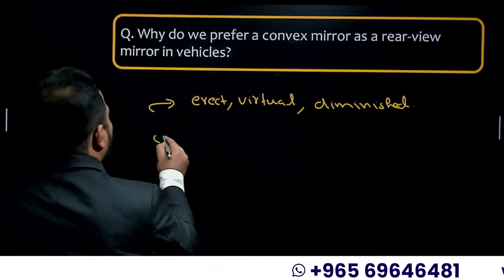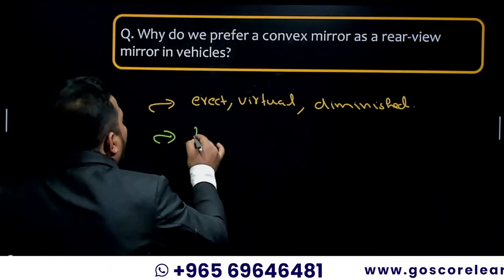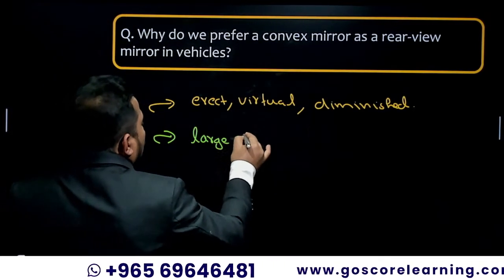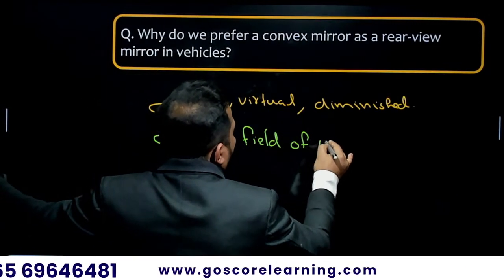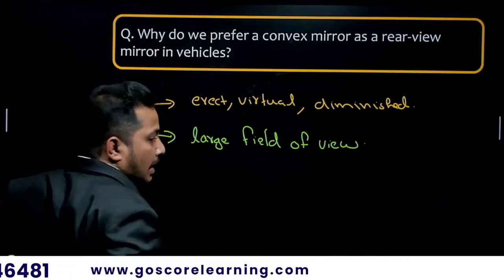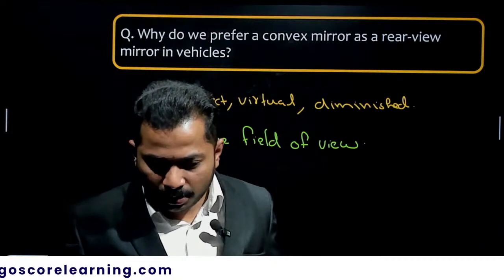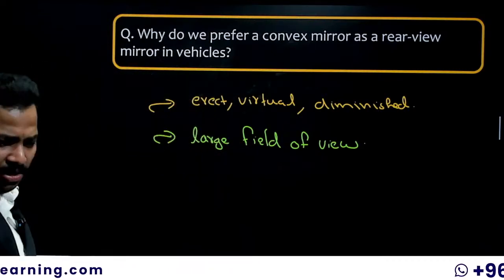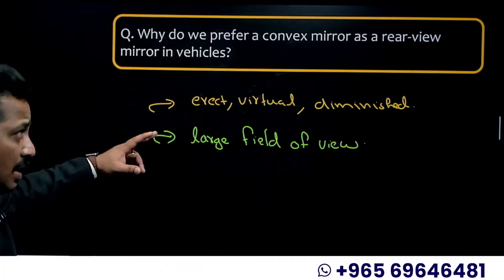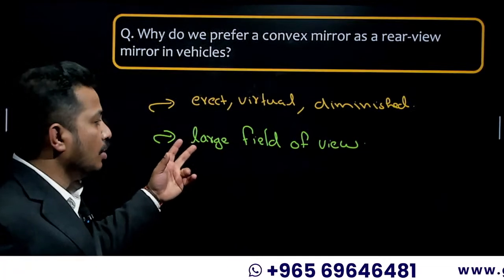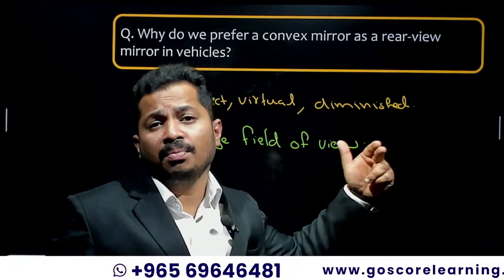Then the second point, an important point, is that it has a larger field of view. There is no point explaining what field of view is, my kids already know about it, I just recall the point. So even to this question, you know the answer: large field of view is the reason for which convex mirror is being used as the rear view mirror of vehicle.